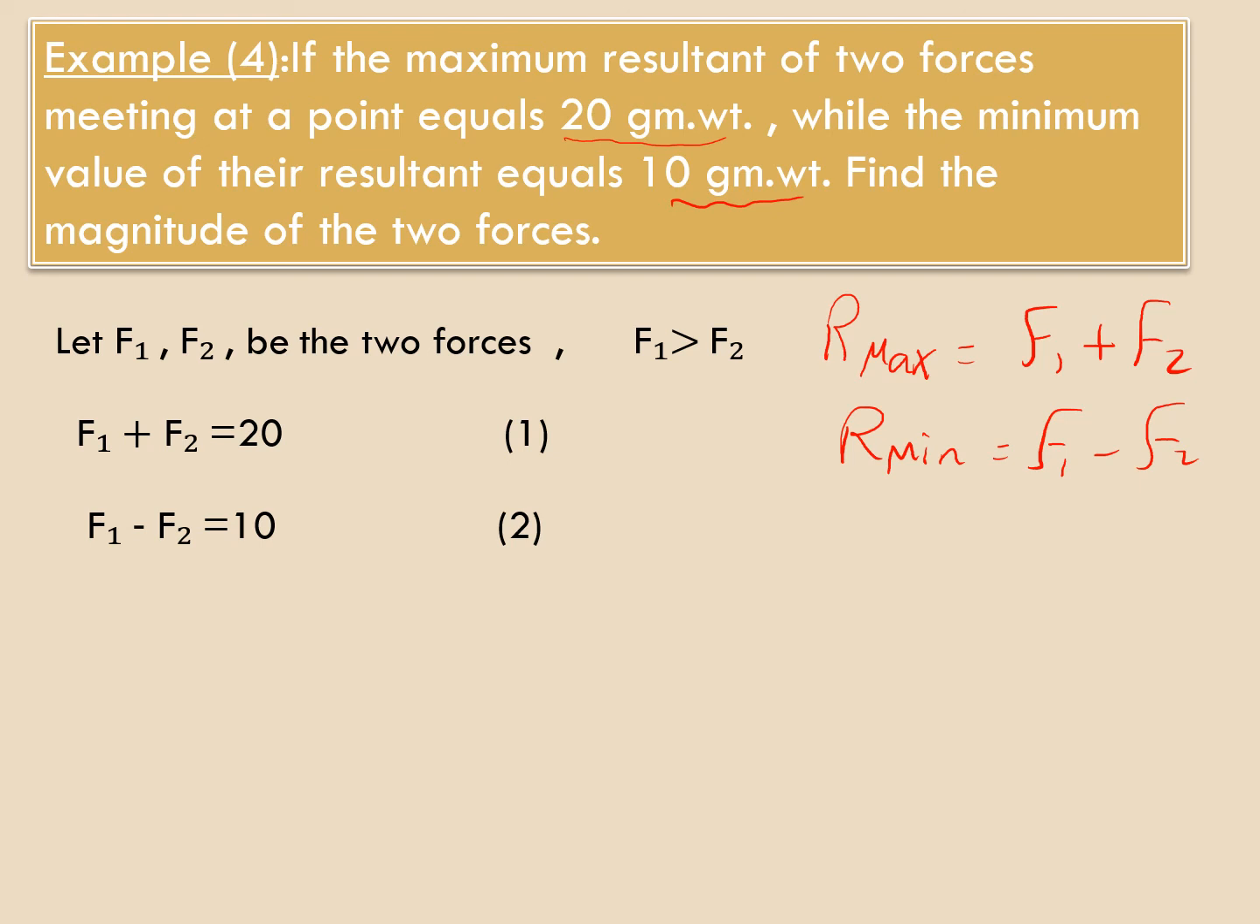By adding the two equations, F1 plus F1 will be 2F1. F2 minus F2 cancelled. 20 plus 10 will be 30. Divide by 2 on both sides, so F1 equals 15. By substitution in the first equation or the second equation, F2 will be 5.